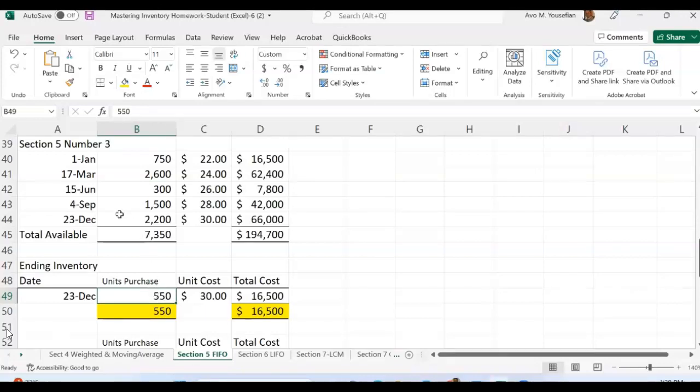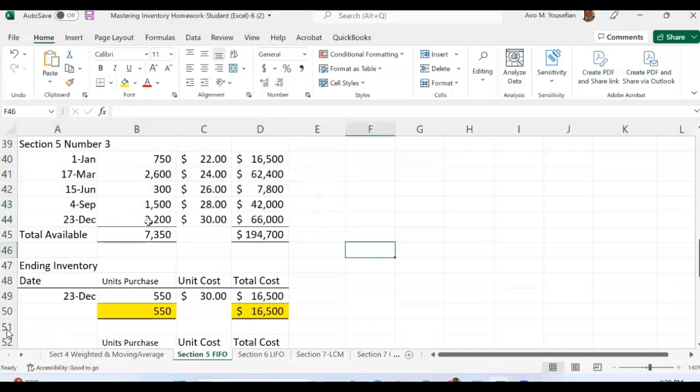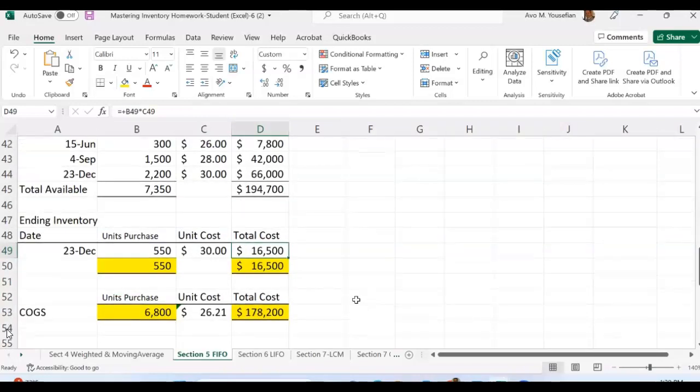I'm going to go to the, it's FIFO. That means all these layers are gone. All of them. First in, first out, gone. So something at the end, at the bottom, is left. So go to the bottom, take 550 from the bottom. What price is that? That price is 30 bucks. So 550 at the bottom times 30 bucks gives you ending inventory value, which is 16,500.